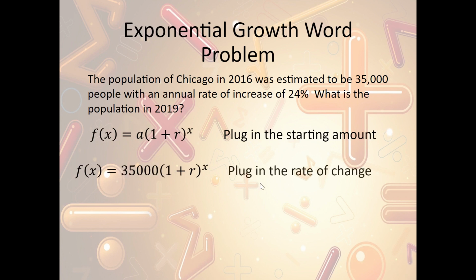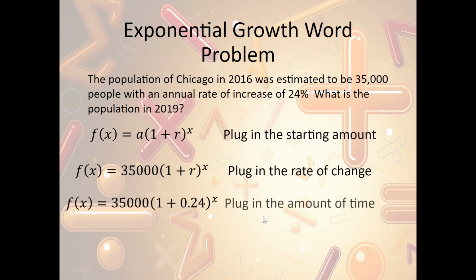Then we're going to plug in our rate of change. Well, we can see that it changes by 24%. Well, 24% we need to write as a decimal. So this is really 24.0%, right? So we're going to move the decimal back 2 places. 1, 2. So it should change to be 0.24.